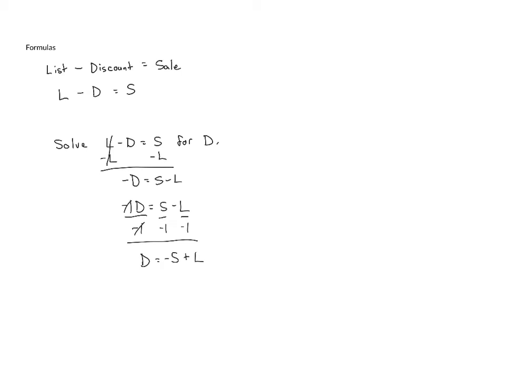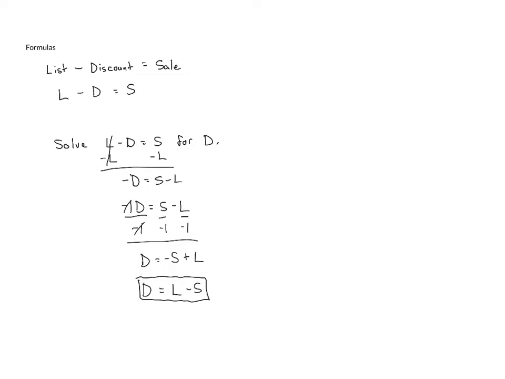Now this is a fine answer, but it's going to look a little bit nicer if we swap the order of the terms on the right, putting the L first and that minus S afterwards. It's just a slightly nicer looking formula. We have D equals L minus S. So here, if we want to know the discount, and we're told the list price and the sale price, this formula tells us we can take the list price minus the sale price, and that gives us the discount.